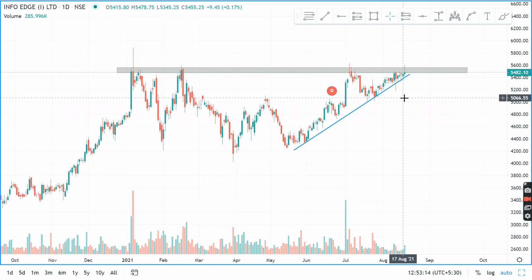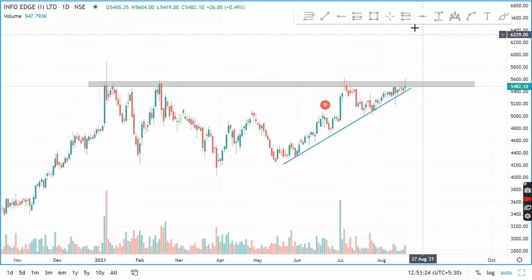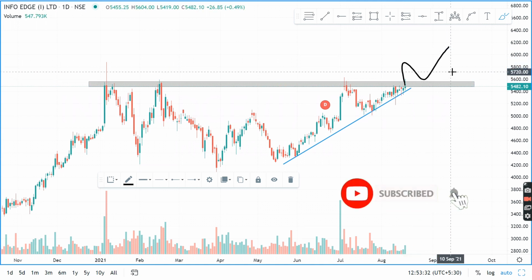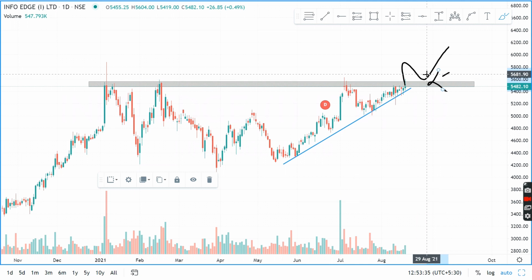So in the next trading session, or maybe the next 2 to 3 trading sessions, there are two possibilities which can happen with Info Edge. If the stock gives us a breakout over here, tests this level and goes up, in that scenario we are going to enter at this level, and we are going to aim for an RR ratio of 1:2.